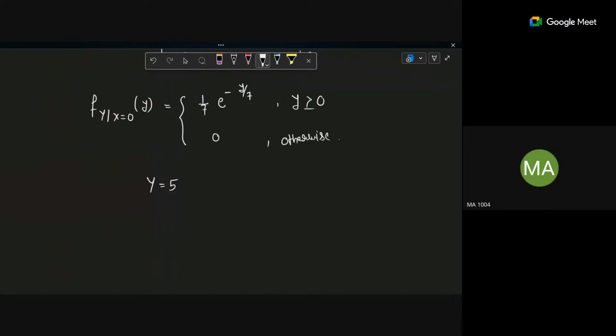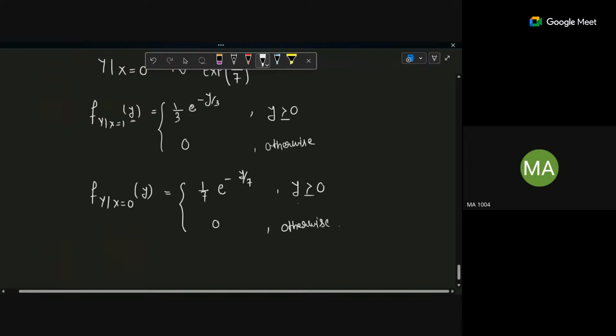So we need to calculate... Ma'am, what is the limit of Y? Is it greater than or equal to 0, or strictly greater than 0? Sorry, what are you saying? Ma'am, in the function here, what is the limit of Y? It's greater than or equal to 0, right? For an exponential distribution, it is. Okay, ma'am.